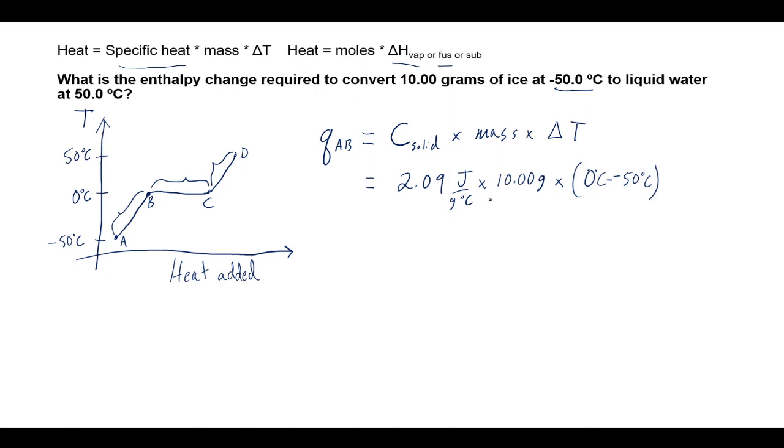And so I have 2.09 times 10 times 50, and I should get 1,045 joules here. So that's for the first step, A to B, just heating up the ice cube. You could see if this was 0 degrees Celsius, 273 Kelvin, 273 minus 223 Kelvin, it would still be 50 here. So again, it doesn't matter actually if you convert to Kelvin or Celsius here. It's about the difference. It's a linear relationship. So no need to get too scared there.